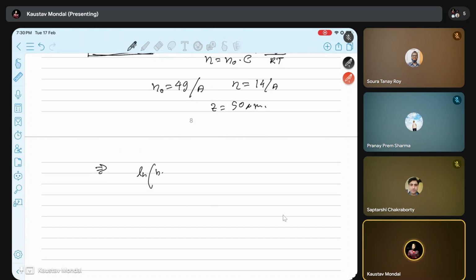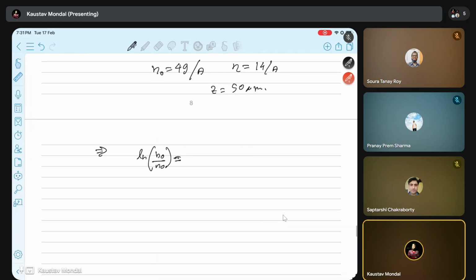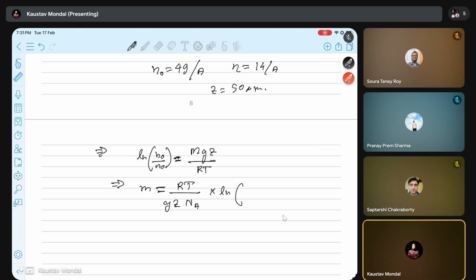So to do that, first take the log on both sides, starting from this equation. If you take log both sides, this gives you one side this and another side as mgz into RT. Now from here, if you write m in terms of the other quantities, the equation will become RT by gz into ln of n naught by n. This is n naught by n.